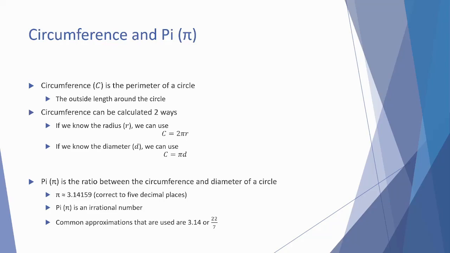For many applications of this, where we're only looking at 2 or 3 decimal places, the approximation of 3.14 or 22/7 will work. However, now that we've got calculators and computers that can calculate pi to many decimal places, it's completely fine to use those as well.